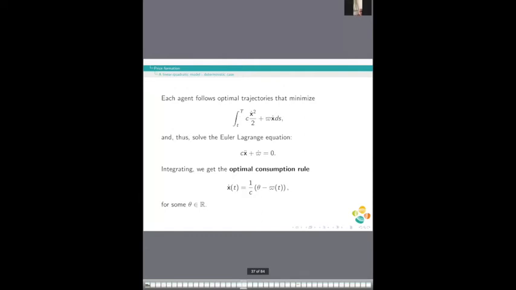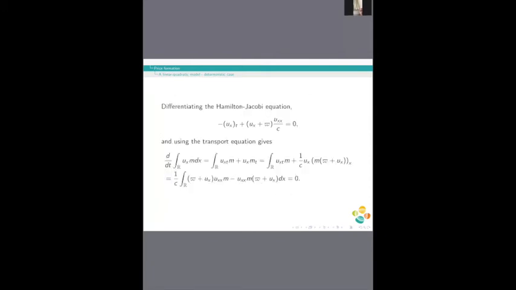Then it's okay. So we have these trajectories. Of course, we don't know theta, right? So each agent needs to determine its own theta. But now we look at this and say, well, let's try to figure out something. Let's look at the Hamilton-Jacobi equation. Let's differentiate it, multiply by m and integrate by parts. And what we get is a very remarkable identity: the time derivative of uxm is 0.